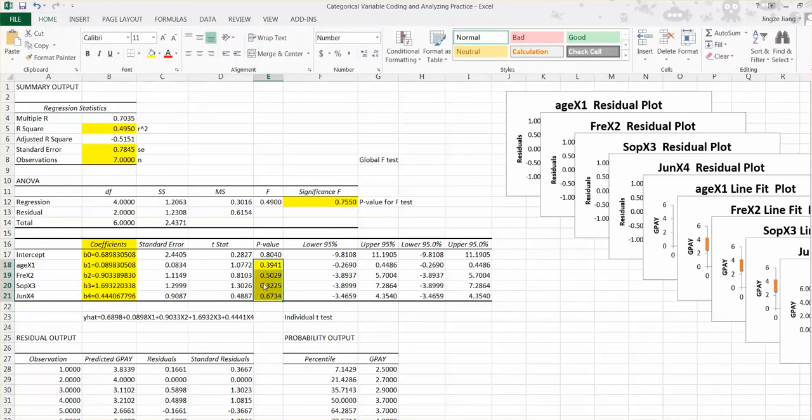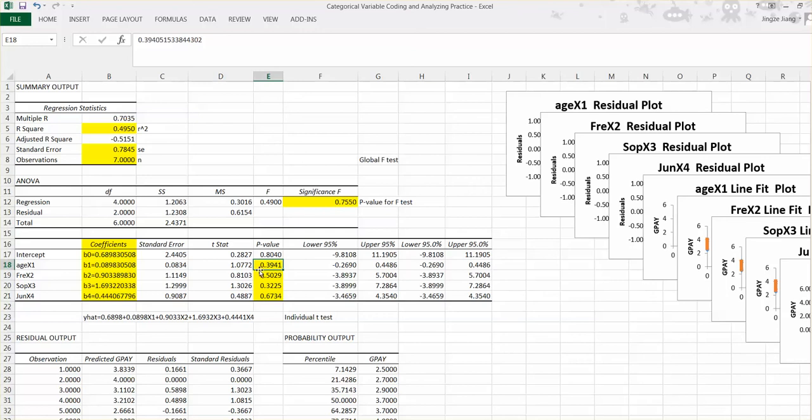Under this p-value column, we will use all the information except the first row, because the first row tests the significance of B0, and we don't mind if B0 is significant or not. We are more interested in testing whether B1 to B4 are significant or not. So we just need to look at the p-values, in this case, from E18 to E21.